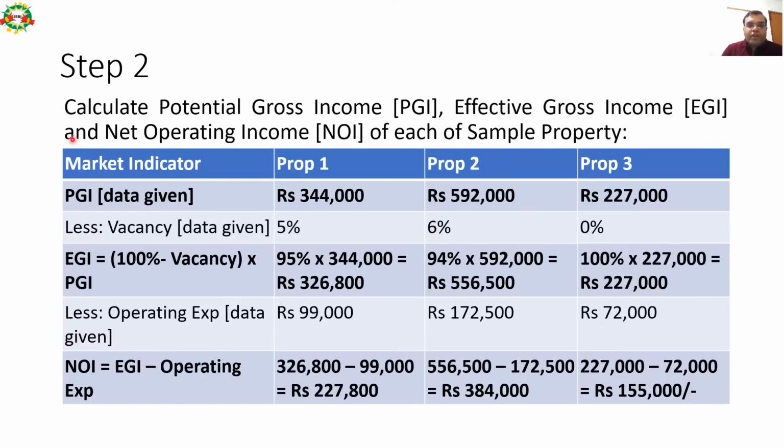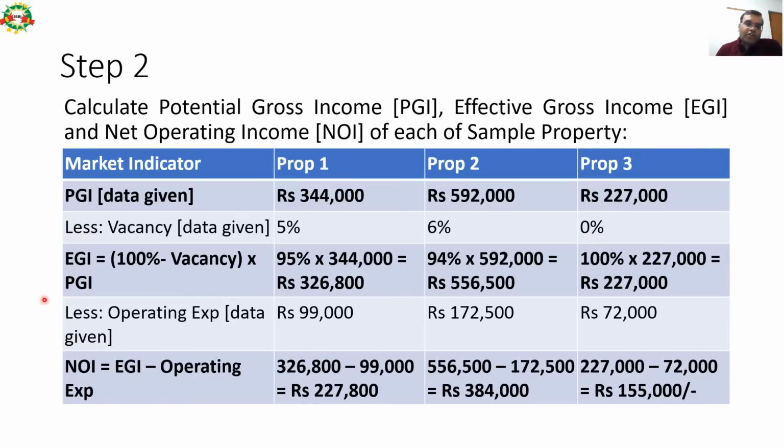Then step number 2: calculate potential gross income PGI, effective gross income EGI, and net operating income NOI for each of the sample properties. PGI is already given in the question for property number 1, 2, 3. We need not calculate it. Then vacancy is given in the question, 5% in case of property 1, 6% property 2 and 0% property number 3. Vacancy is the percentage of time for which the property is expected to be vacant, so it is not going to generate income.